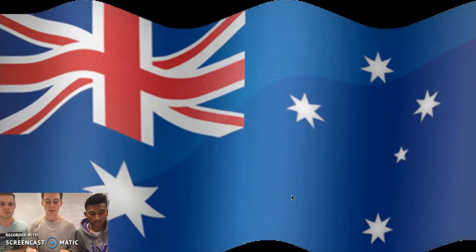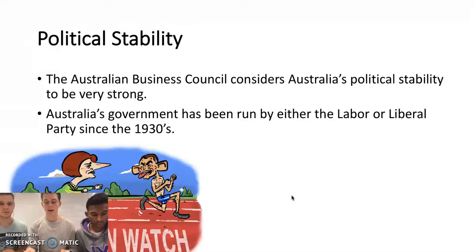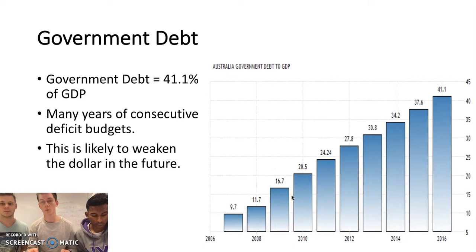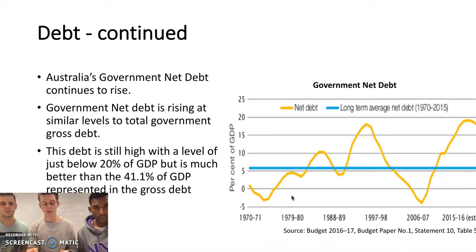As stated by the Australian Business Council, Australia is considered to have a high level of political stability. This is further backed up by the fact that the government has only been run by 2 parties since the 1930s. The private debt in Australia has been quite stable in the past 3 quarters, sitting at 123.1% of the GDP. Whereas the government debt within Australia is currently sitting at 41.1% and has been rising exponentially over the last decade. This is due to the government running consecutive budget deficits over the past years, which will likely weaken the dollar in the future. However, the net debt, which accounts for the total assets the government holds, only sits at 20% of the GDP, as seen in the 2016 to 2017 budget report.